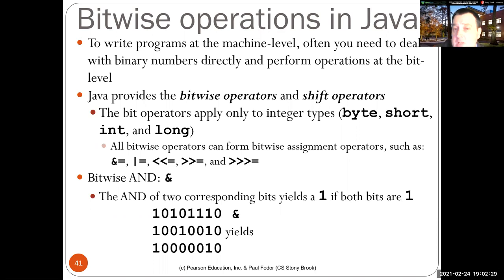So these bitwise operations apply to any integer types: byte, short, int, long. All the bitwise operators can form assignment operators. So you can have a conjunction of the current number with another number and assign it back to the first variable. I will show you shifting with negative numbers because you are right, they contain the sign bit. And there are actually two shift operations, those that preserve the sign bit and those that don't preserve the sign bit. So the sign bit will be moved with the rest of the bits. Okay, I will show you in a couple of seconds.